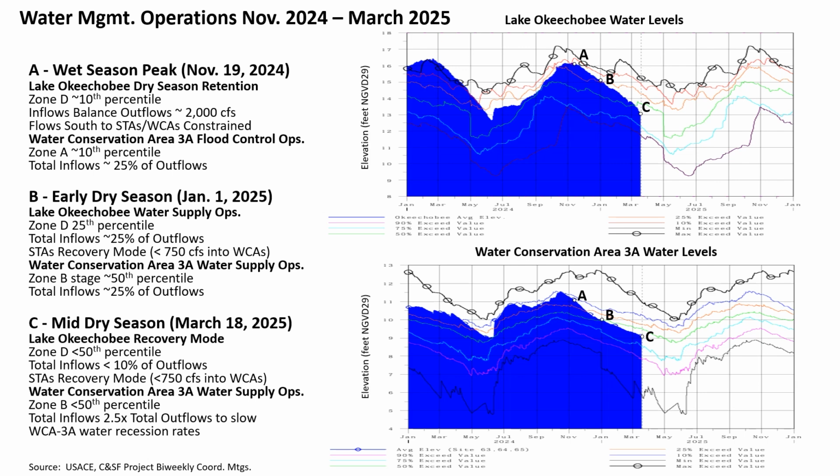By the mid-dry season in March 2025, point C on the graphs, Lake Okeechobee stages were well below the historic 50th percentile and receding fast. And we were well inside the ecological recovery envelope to support the lake's littoral zone. The stormwater treatment area recovery constraints continue to limit inflows to the water conservation areas. Flows into and through Water Conservation Area 3A were dropping quickly, but we continued to follow the Tamiami Trail flow formula of water deliveries to Everglades National Park.